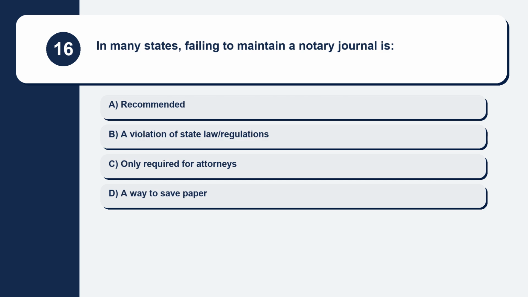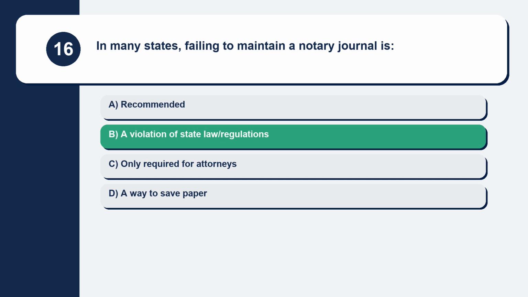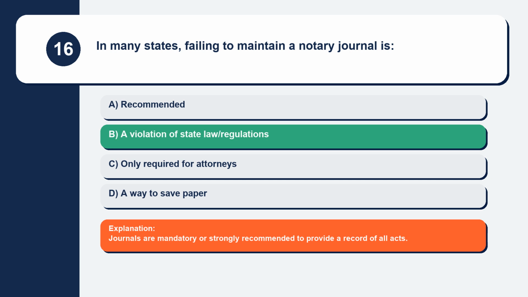Question 16. In many states, failing to maintain a notary journal is: recommended, a violation of state law or regulations, only required for attorneys, a way to save paper. Journals are mandatory or strongly recommended to provide a record of all acts.